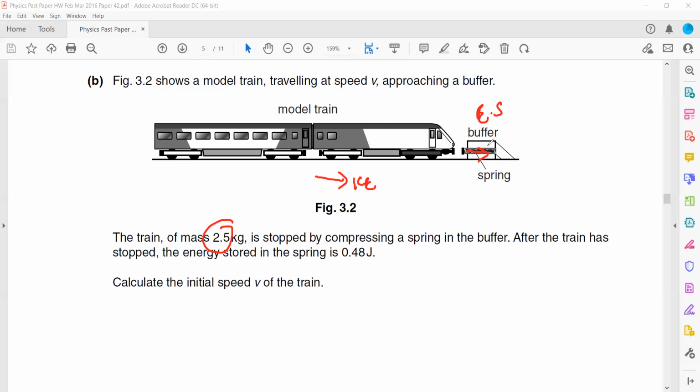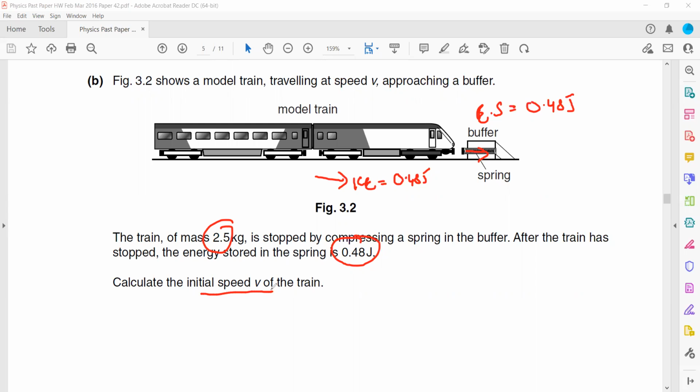But we assume here there is no other form of energy, so all the kinetic energy which was there is converted into elastic strain energy. As the train is stopped by compressing a spring in the buffer, after the train stopped, the energy stored in the spring is 0.48 joules. So how much is the kinetic energy before the train collided? It will also be 0.48 joules, because it is an energy transformation: when a moving train hits the buffer, the kinetic energy of the train converts into elastic strain energy.